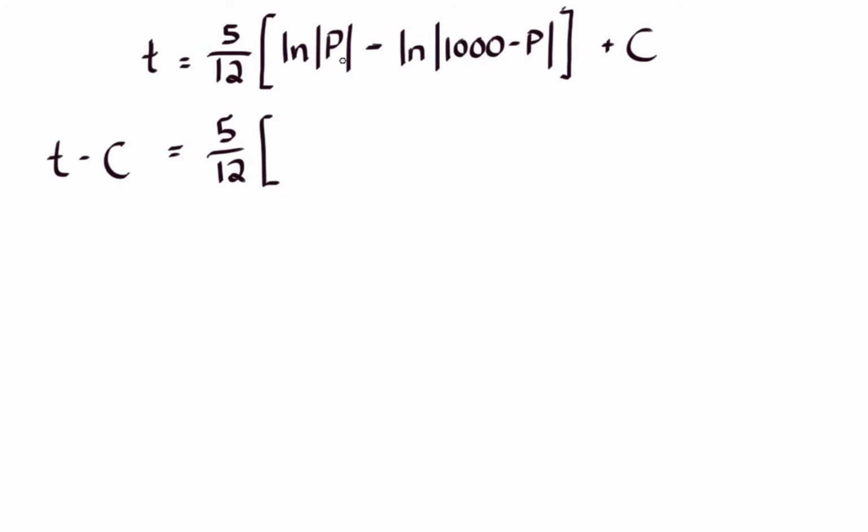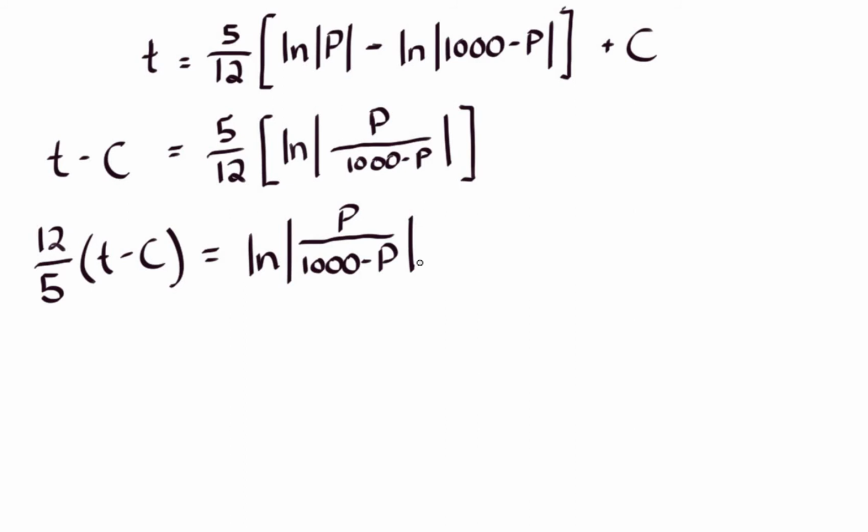And is there anything we can do with these log functions? Remember, our log laws tell us that if we have log of one value minus log of another value, we can combine them into a single log expression, and we use division. Still include our absolute values there. Next, we want to get rid of this 5/12, so we're going to multiply by the reciprocal. So I'll multiply both sides by 12/5.